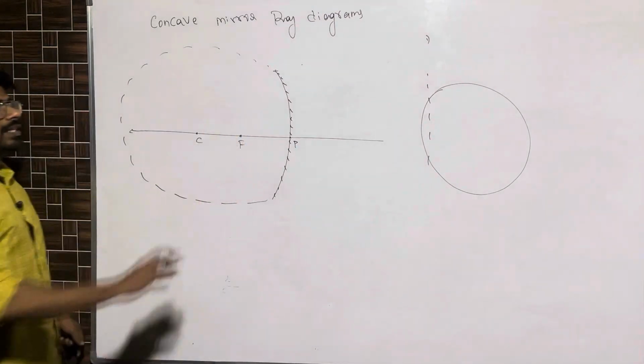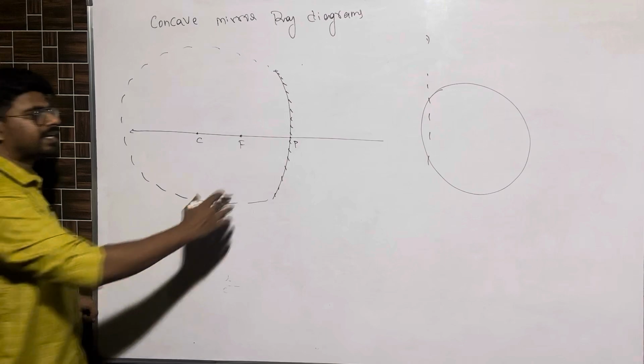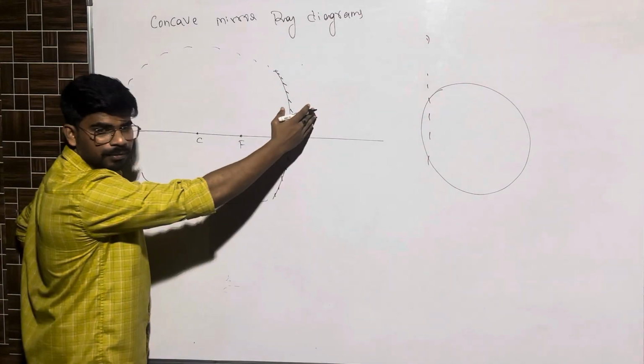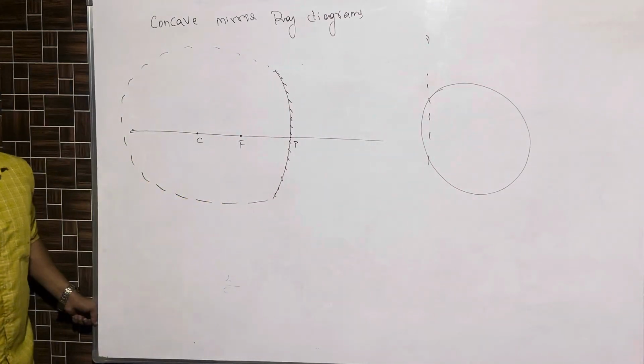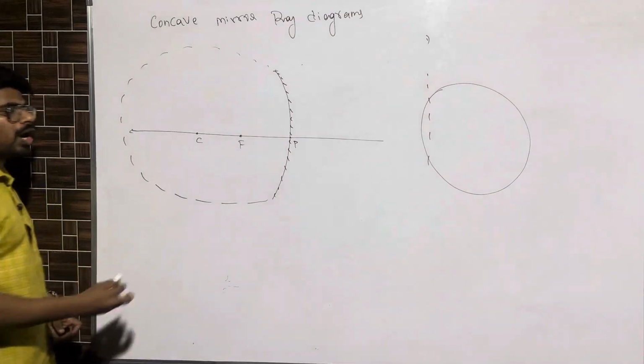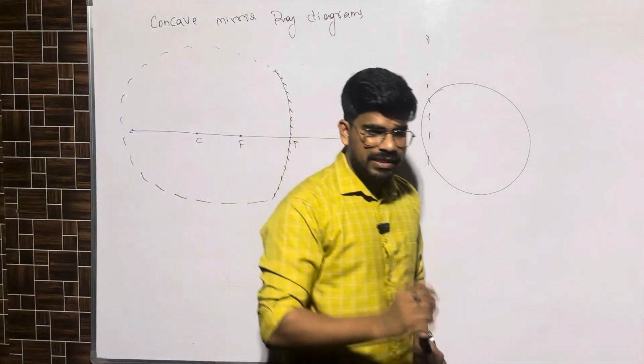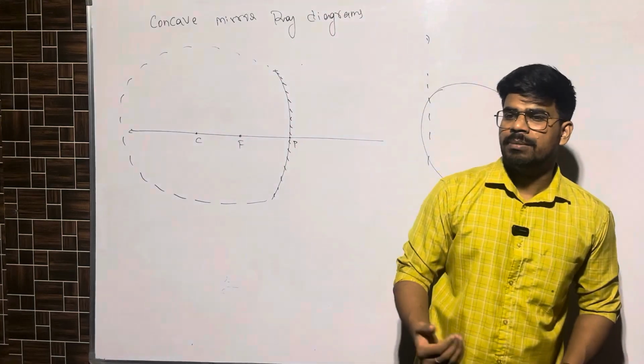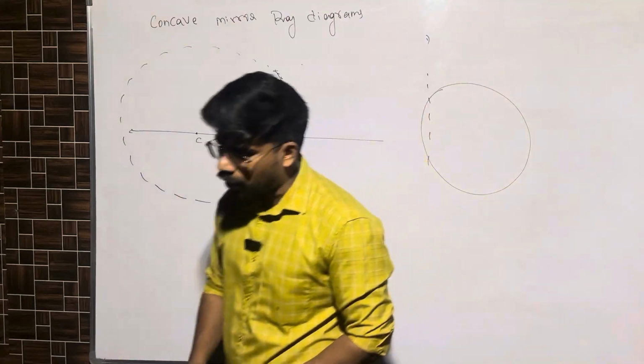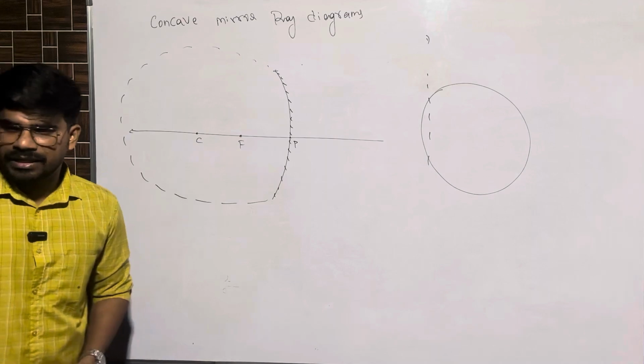Now this part on the right hand side is the polished surface. Here we have the reflecting surface. Now we will put the object at 6 different positions, and see how the image is behaving, what type of image is formed.